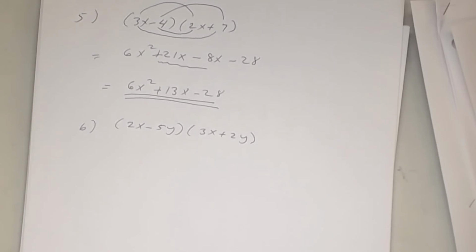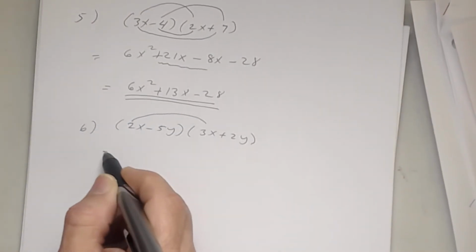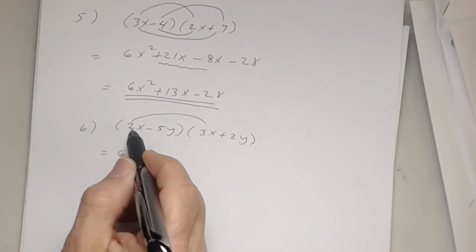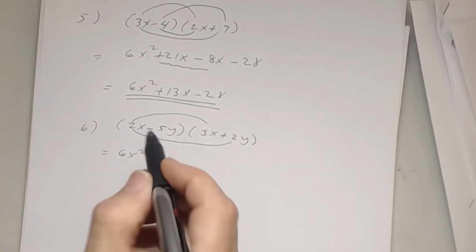All right, so what's 2x times 3x? I agree it's 6x squared. So that's 6x squared. What two terms do I multiply together to get the outer? 2x and 2y. What's 2x times 2y? 4xy. And let's put it in alphabetical order. So xy, 4xy.